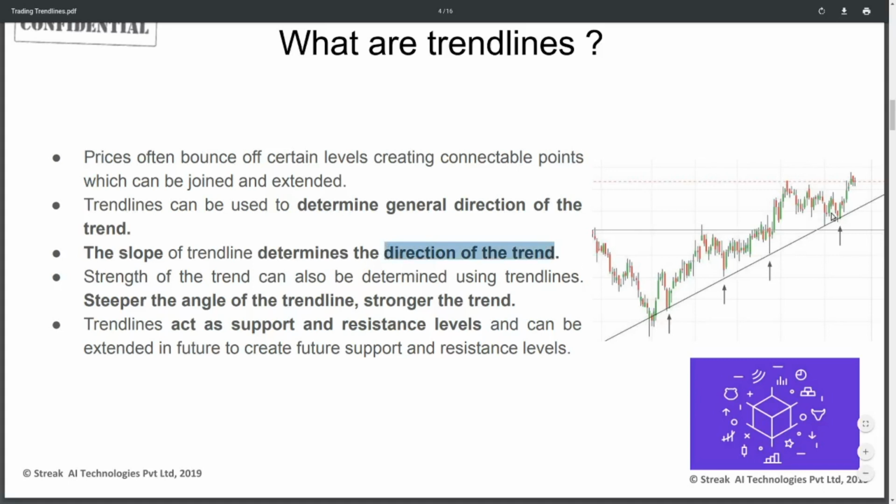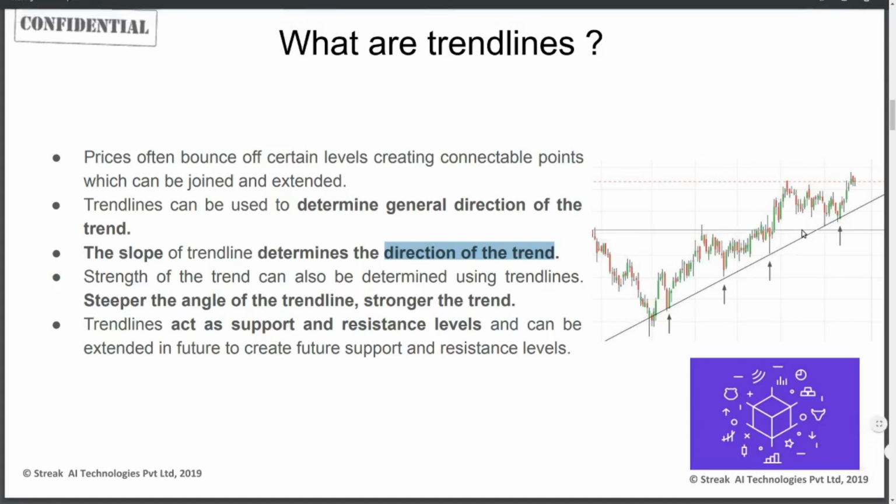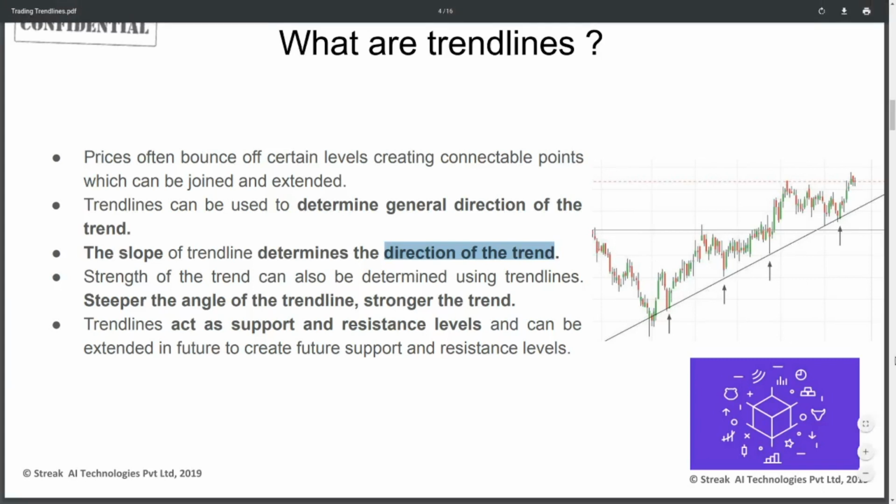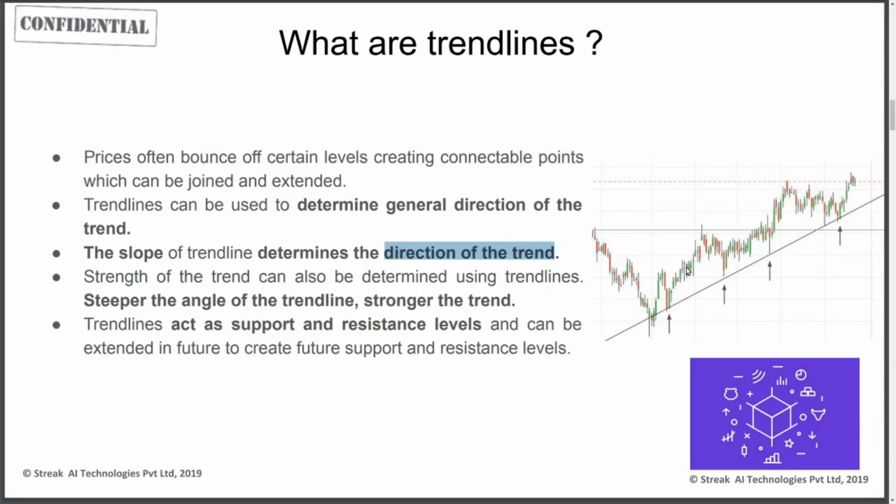So this is a positive slope. That means the line is going upwards, so the trend line is indicating a bullish direction. Whereas if the line is going down, which we'll see in the upcoming slides, it indicates a bearish trend. The strength of the trend can be determined by using trend lines. The steeper the angle of the trend line, the stronger the trend.